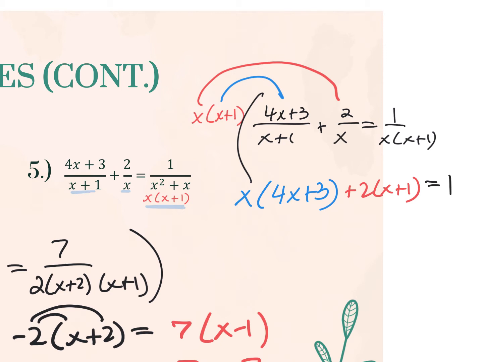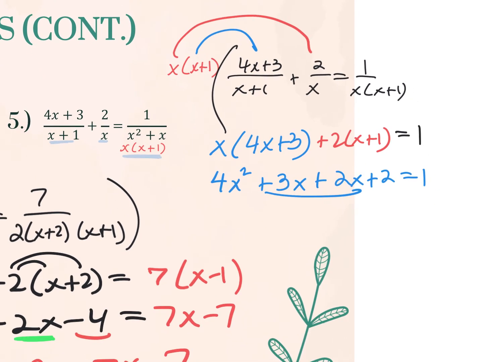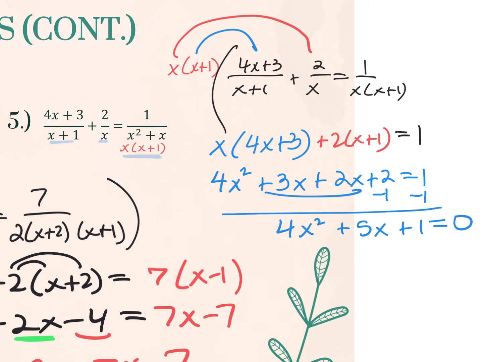All right, so let's distribute. I get 4x squared plus 3x. Then the red one becomes 2x plus 2 equals 1. Combine these like terms, and I also need to move the 1 over. So 4x squared plus 5x plus 1 equals 0. I now have a trinomial that I can factor.